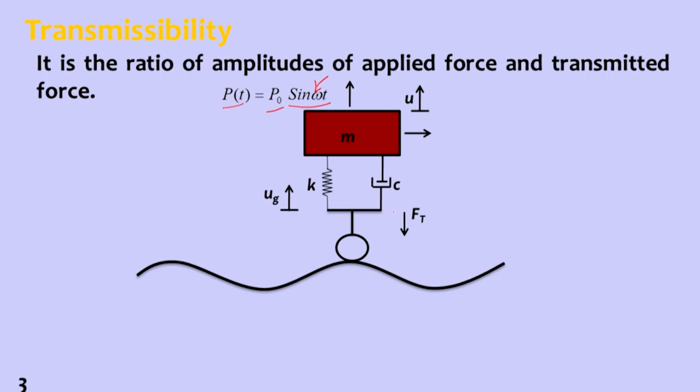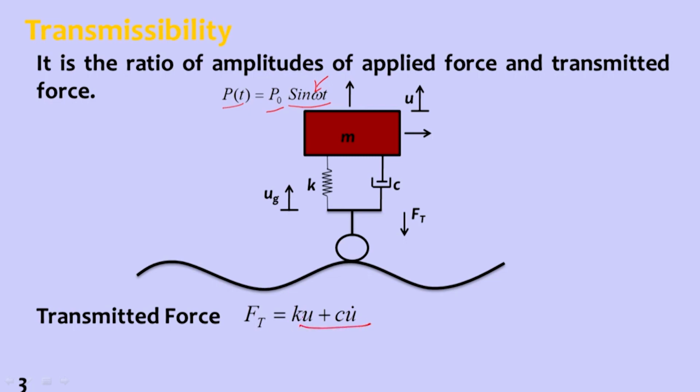Then Ft is the force which is getting transmitted to the base, and Ug is the ground displacement, the displacement which is imparted because of the road. Now if we calculate this Ft, Ft has two components in it: stiffness multiplied by the displacement, and damping multiplied by velocity.